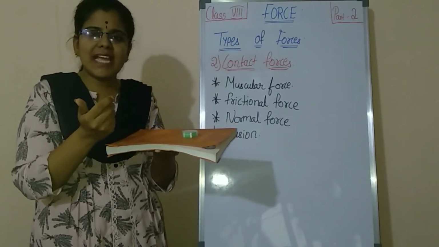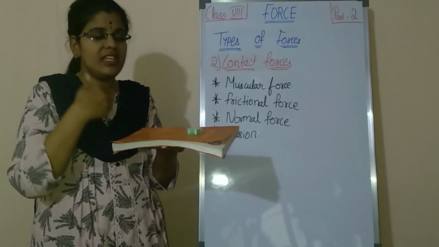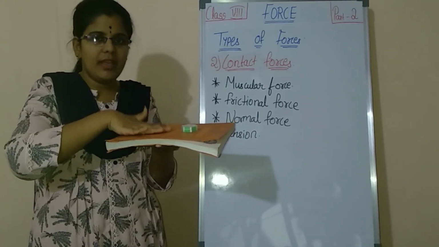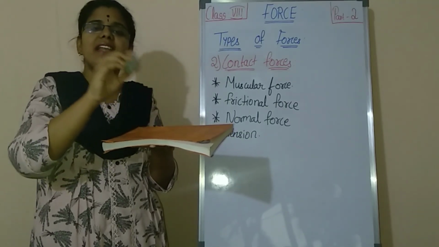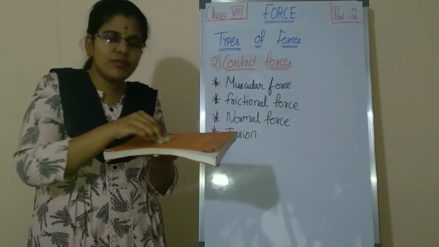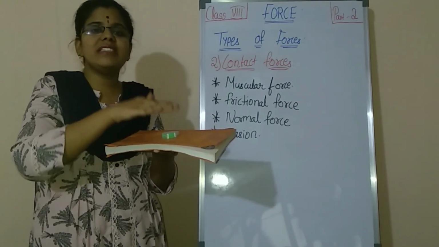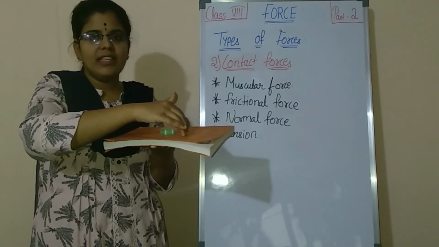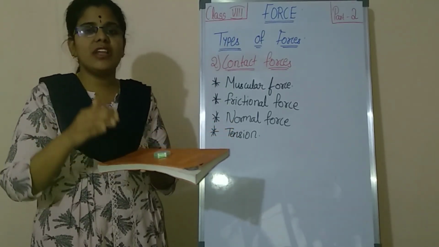So then who is acting? I am not acting that force. Then who is acting? The book. Because that book and the eraser are in contact. So whenever it is moving, the opposite force is acted by the book. That itself you say as a frictional force.